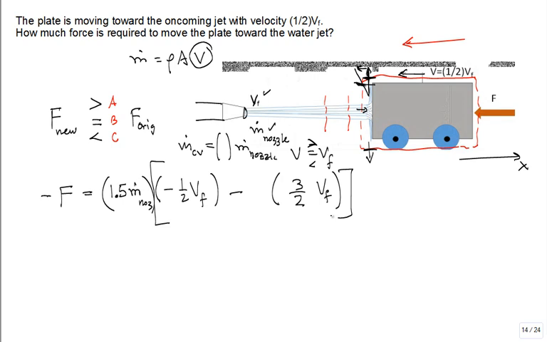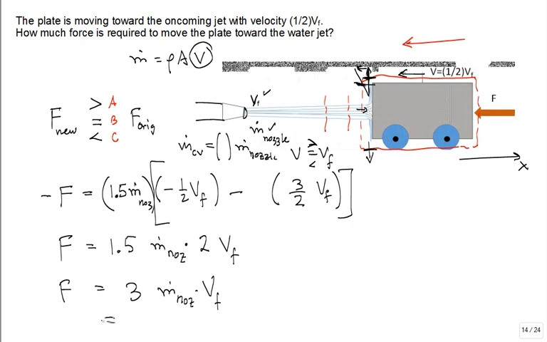Yeah, that's true, right? All right, so now we look at this equation and let's get rid of a lot of the negative signs. We'll have 1.5 times the original issuing mass flow rate off of the nozzle times 2 v sub f, true? So 2 times 1.5, 3. Mass flow rate out the nozzle times the velocity issued from the nozzle. So the force for the moving cart is 3 times the original force.